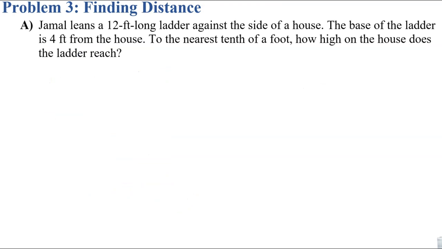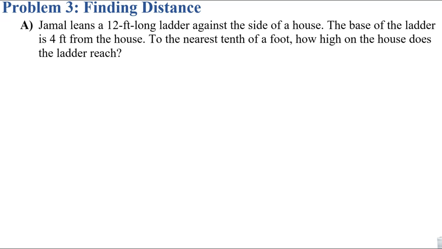All right, next thing we're going to do is apply the Pythagorean theorem to some real-world situations. Like we said, a lot of right triangles show up in the real world that we can use to solve for different stuff. Part A says, Jamal leans a 12-foot long ladder against the side of the house. The base of the ladder is 4 feet from the house. To the nearest tenth of a foot, how high in the house does the ladder reach?